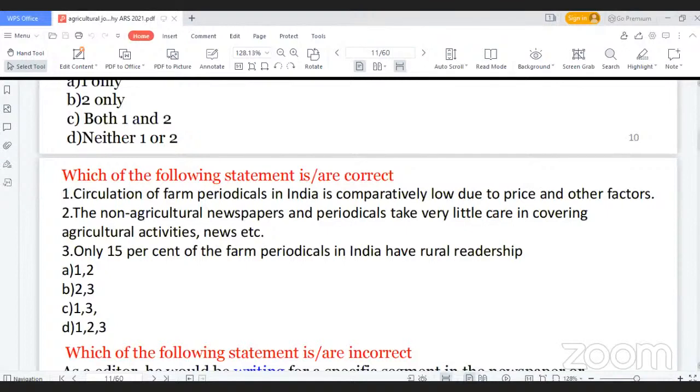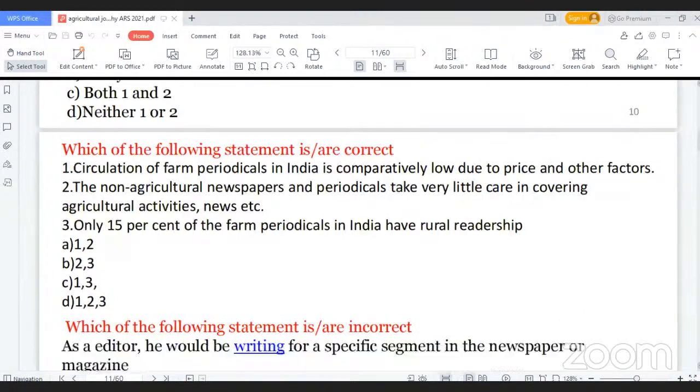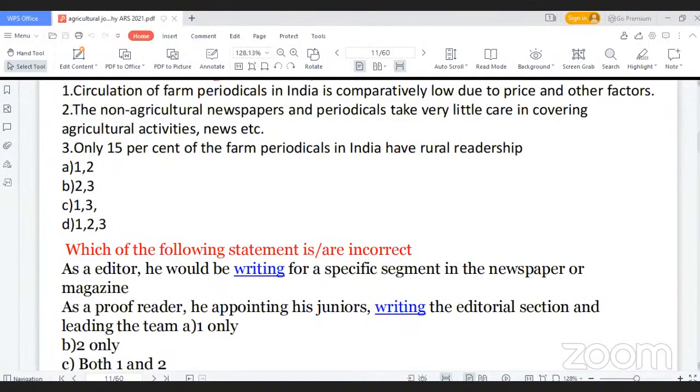Those are the non-agriculture newspapers. You can think about The Hindu, Times of India, Indian Express, or in Marathi, Sakal. They are giving less coverage to agriculture related activities. So all three are correct.